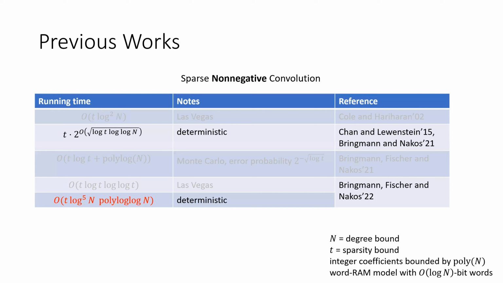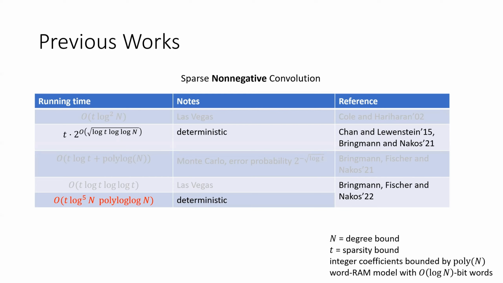Now let's look at some previous works on the sparse convolution problem. Recall that n is the degree bound and t is the sparsity bound, which could be smaller than n. For the purpose of this talk, we can think of n as being a large polynomial in t, such as t to the 100. This case is already very interesting.